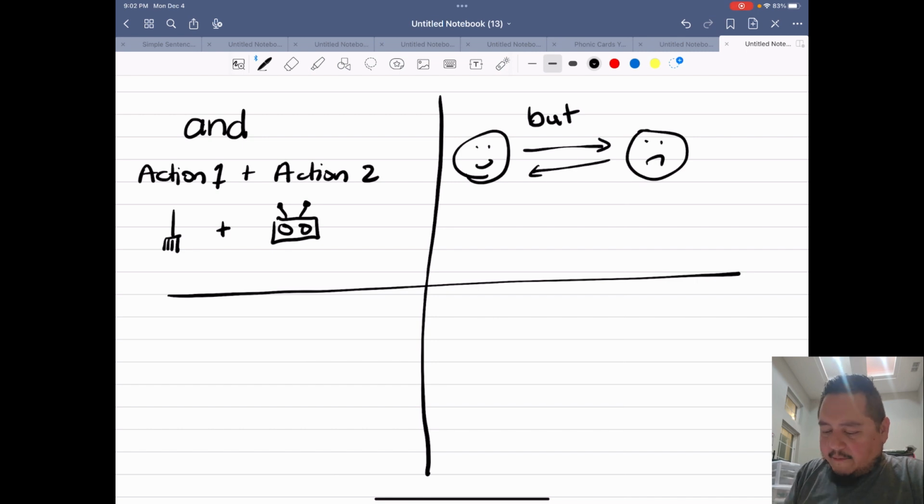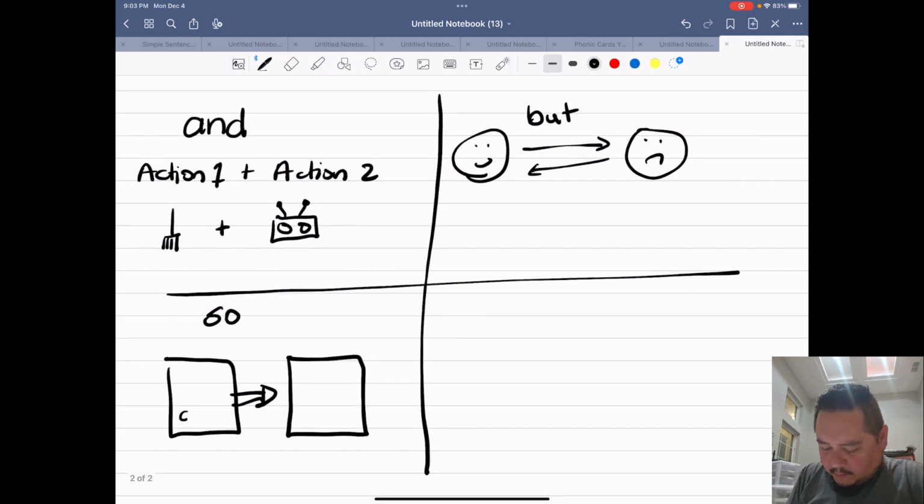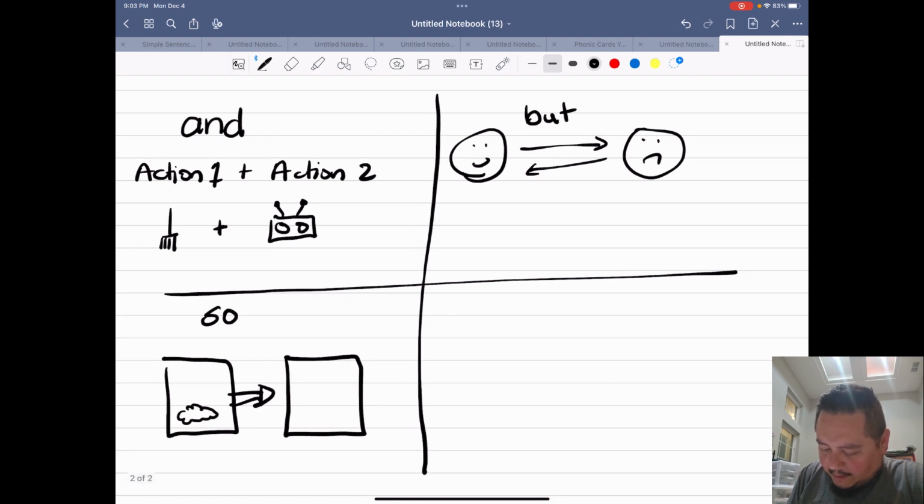Okay, so we have and, we have but, and now we're going to go on to so. The word so means cause and effect. I like to draw a little cause and effect box right here. Cause and effect is when something makes something else happen. For example, there's water on the floor and I'm walking. Obviously, if I step on the water on the floor, I fall down. So we say, I walked on a puddle, so I fell, or I slipped. So, cause and effect.